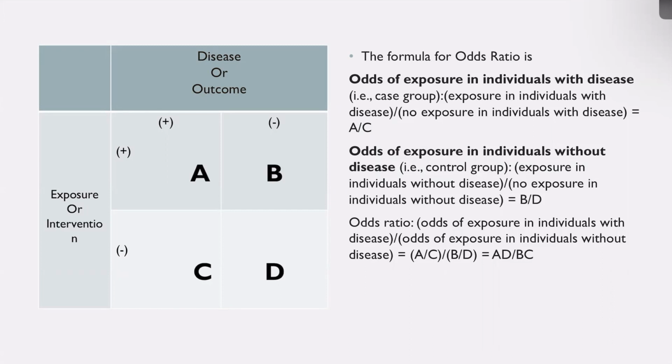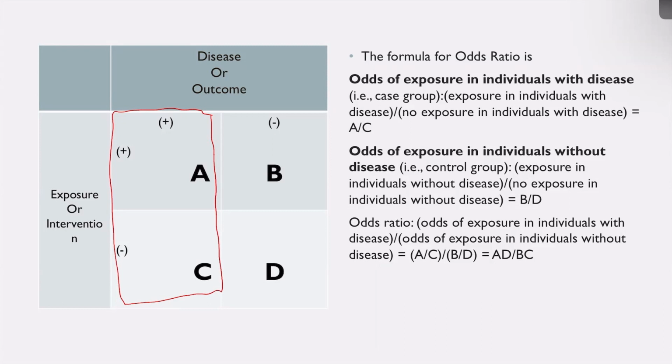So how do you calculate it? It is the exposure in individuals with disease divided by no exposure in individuals with disease. So see, odds of exposure in individuals with disease talks about only the diseased portion, the disease positive part of this 2 by 2 table. So which column would that be? This one, right? This column is the one with disease. Okay. So A upon C, because exposure in individuals with disease upon no exposure in individuals with disease.